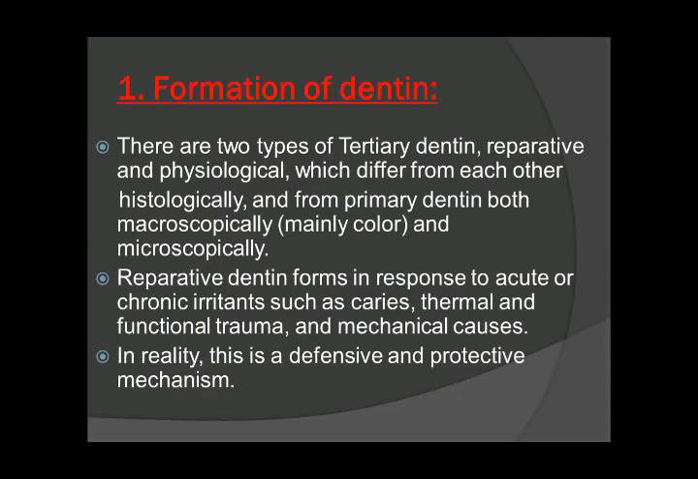There are two types of tertiary dentine, reparative and physiological, which differ from each other histologically and from primary dentine, both macroscopically, mainly in color, and microscopically. Reparative dentine forms in response to acute or chronic irritants such as caries, thermal and functional trauma, and mechanical causes. In reality, this is a defensive and protective mechanism.